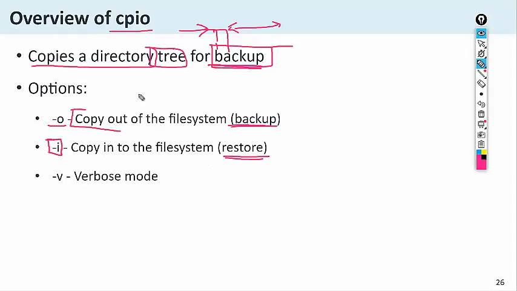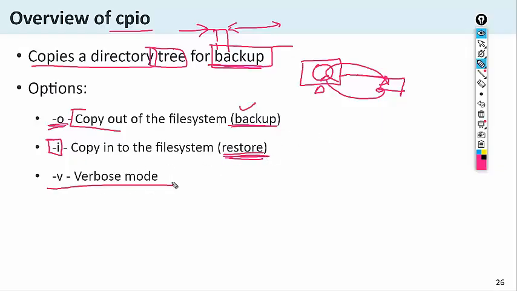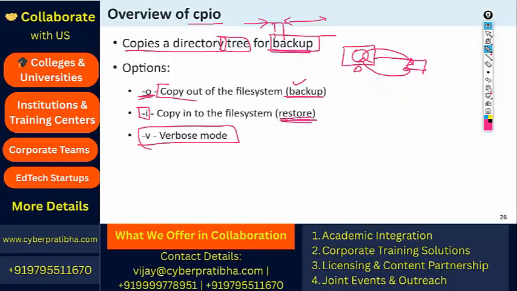Means when this is your system and here is the pen drive or external hard disk you have connected, and you want to create a backup out of the file system, it will be known as a backup, and the -o option is used. When you are restoring inside the file system, then it is called a restore. The -v option is used for verbose mode.